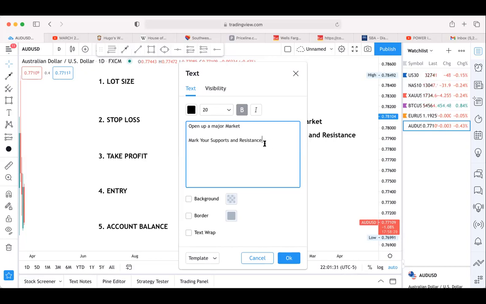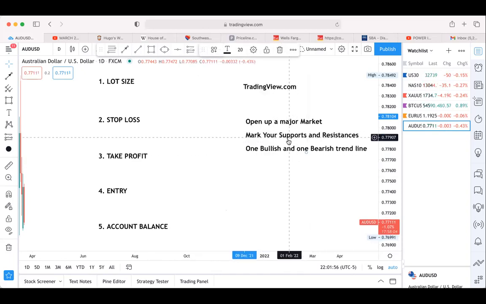Supports and resistances. Let me just put it right. I want to see one trend line. No, let me say two trend lines. One bullish, and one bearish trend line. Okay, this is all I want you guys to do.